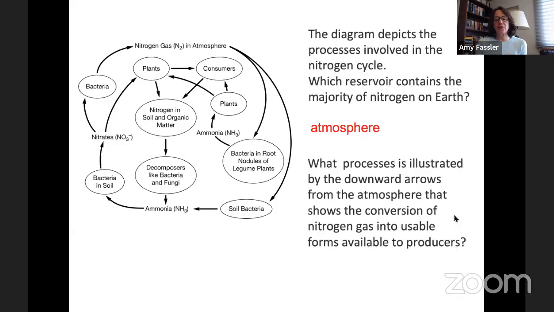So what process is illustrated by the downward arrows from the atmosphere that show the conversion of nitrogen gas into usable forms available to the plant? They gave me a big clue here, what we just went over. Remember, that step is called nitrogen fixation. They're fixing the nitrogen. We're going to talk about fixing carbon here in a minute. I'm just converting it to a form that can be taken up by plants, and plants then assimilate that, or use it to build their body tissues.